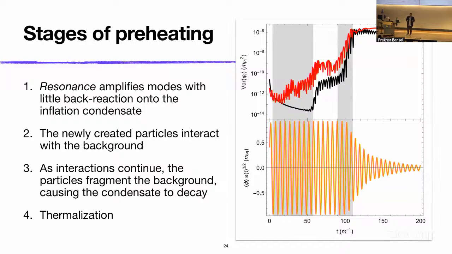And so the resonance happens first, where my modes of chi are being amplified. You can see that the red line is going up, but the black line isn't. Then this beautiful stage where the created particles interact with each other, and then eventually those interactions cause the background of the phi field to decay, which I've rescaled the oscillations of the phi field to show that it decays relative to the regular expanding universe system.